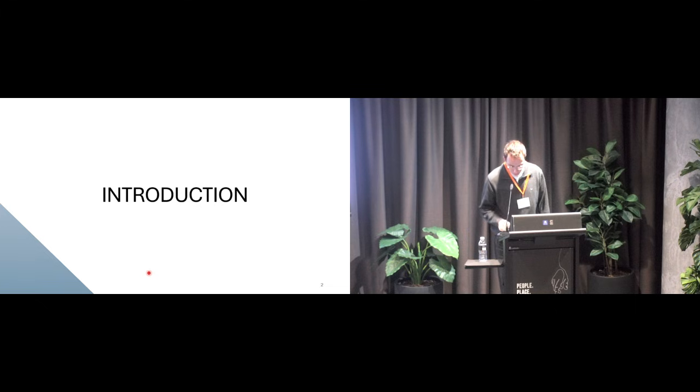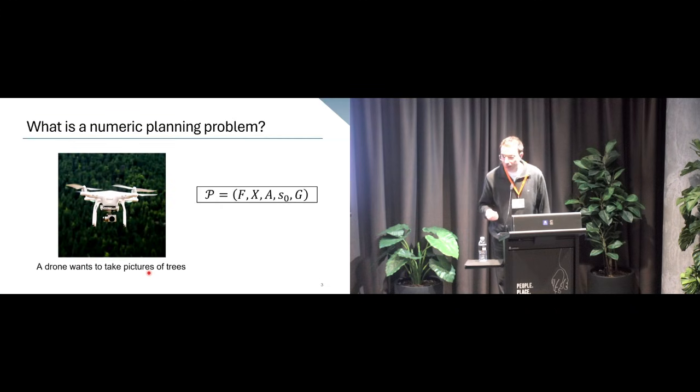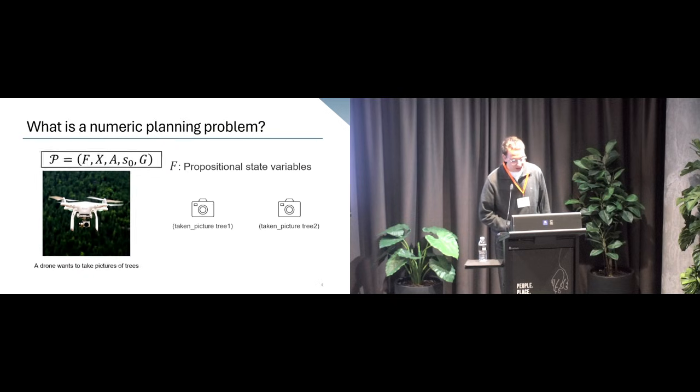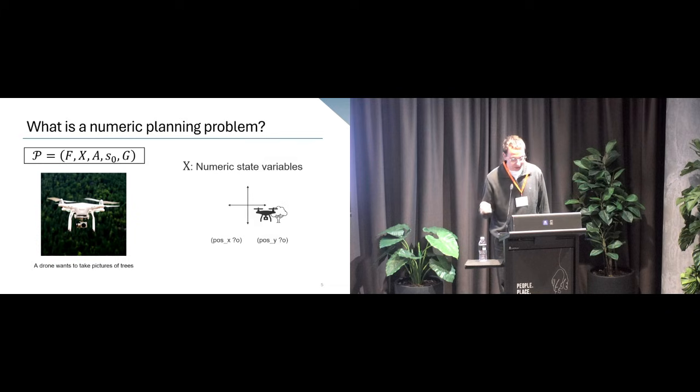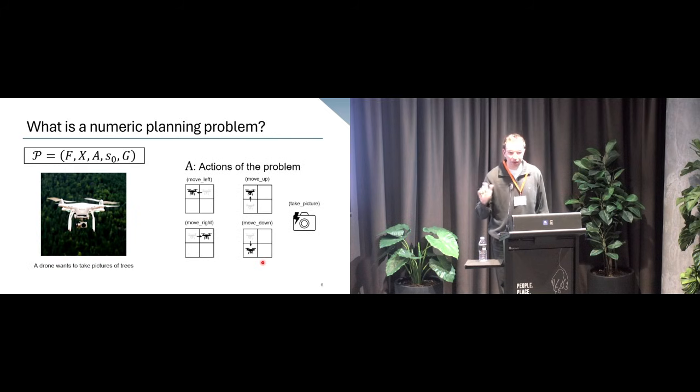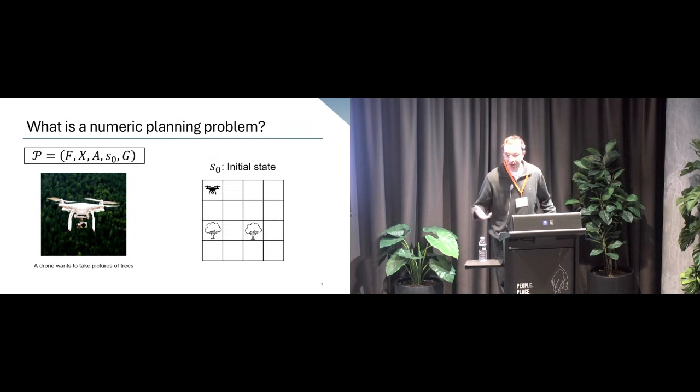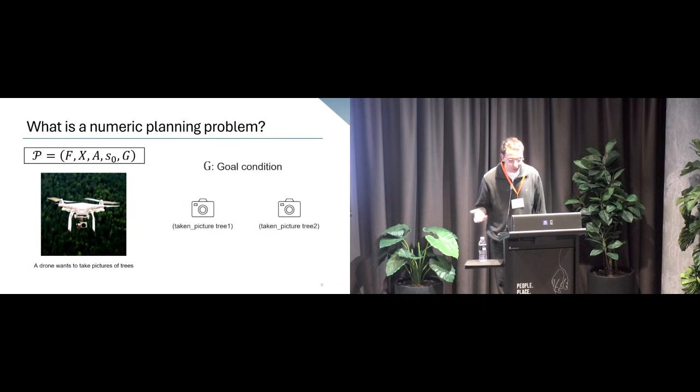So just to briefly introduce the problem, we have this numeric planning problem. We have a drone that wants to take some pictures of trees. We define the numeric planning problem by addressing the propositional state variables, which can be that pictures of trees have been taken. Then we have the numeric state variables that define the position of the drone and the trees. Then we have the actions of the problem that model the transitions between the states of the problem, and some initial configuration and certain goal conditions, in this case that both trees have had a picture taken.